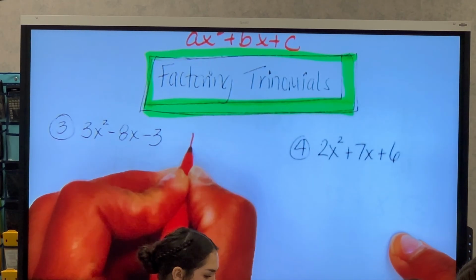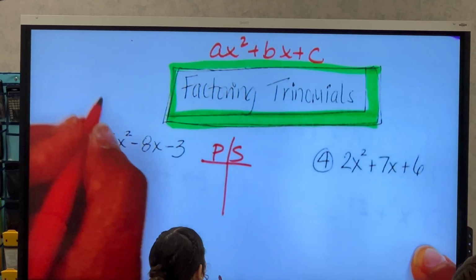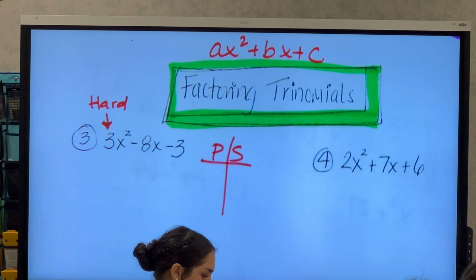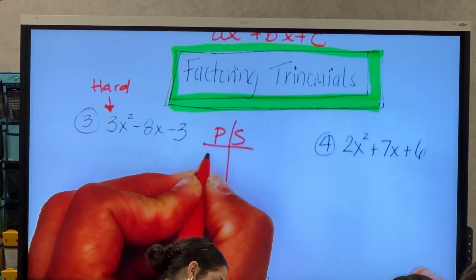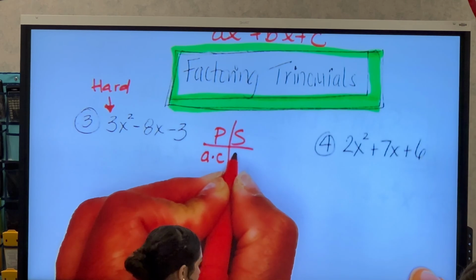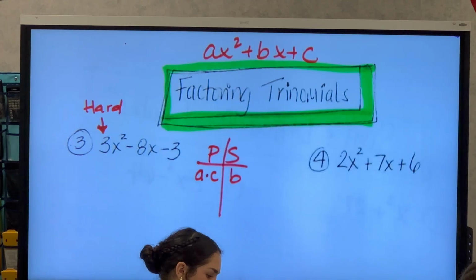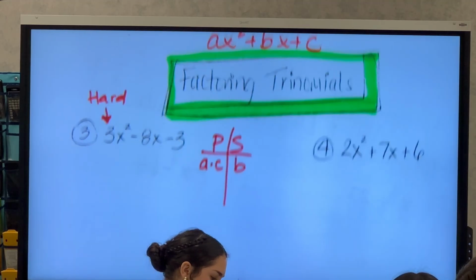So number 3 is something that I would call a hard trinomial. It's hard because the leading coefficient is not a 1, it's a 3. If at any time it's any number bigger than 1, it's a hard trinomial because we have to go through those extra steps to factor it. So the product is A times C, and the sum is whatever the B is. And the ABCs come from the standard form of a quadratic. All right, so first of all, what's the product going to be?